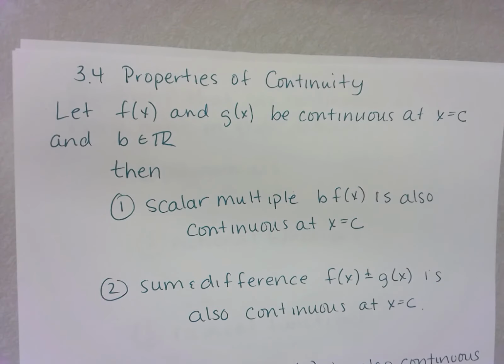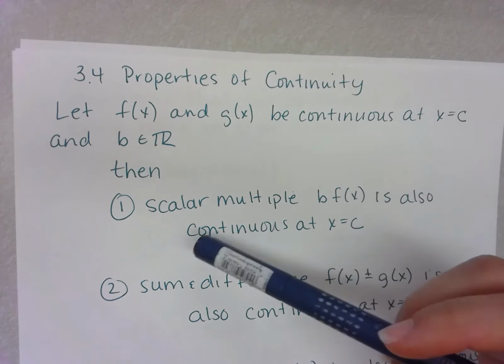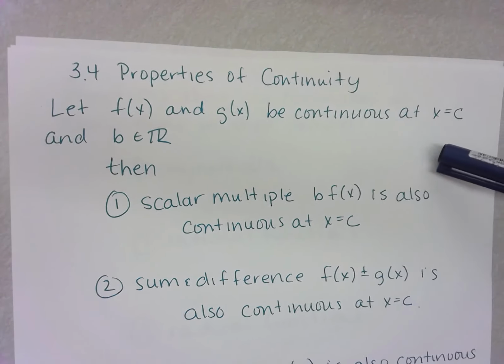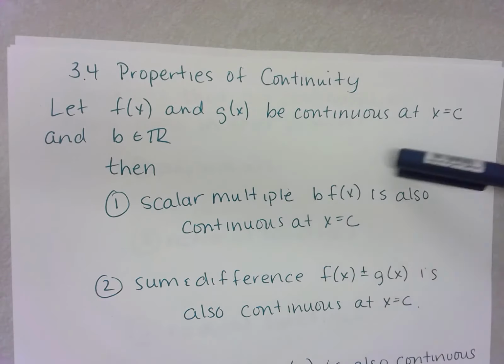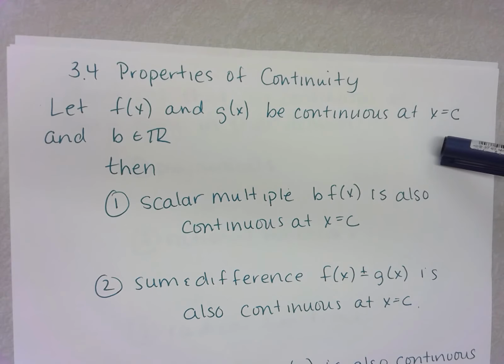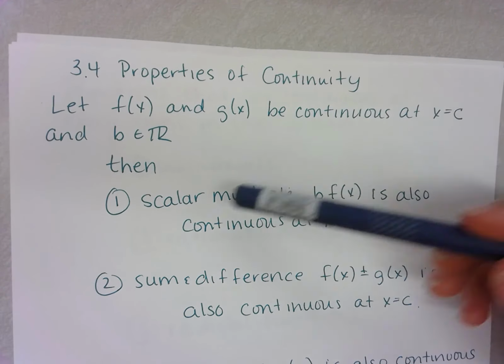Okay, so we are continuing in 3.4 with properties of continuity. In the last lecture we learned how to establish continuity at a specific point, and now we're going to talk about the continuity of f and g at a specific point as well. If I know that f and g are continuous at a specific point c, then there are some properties that go along with it.